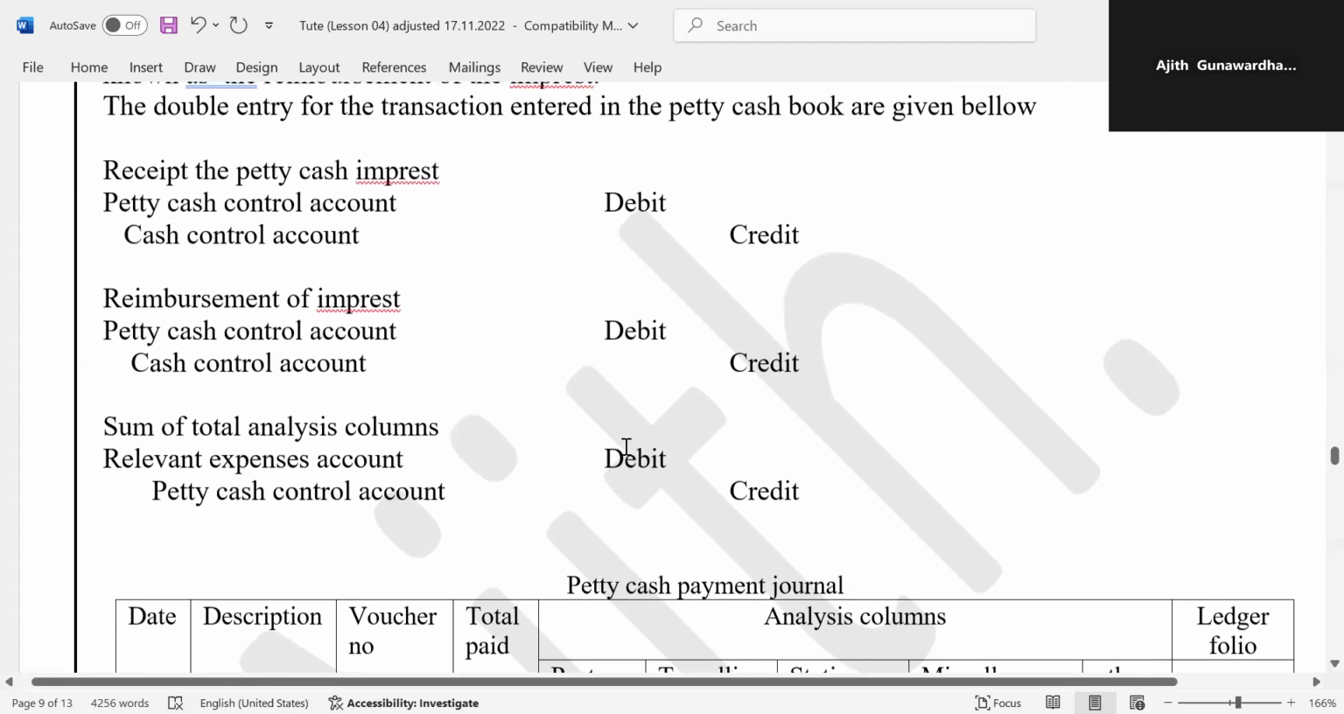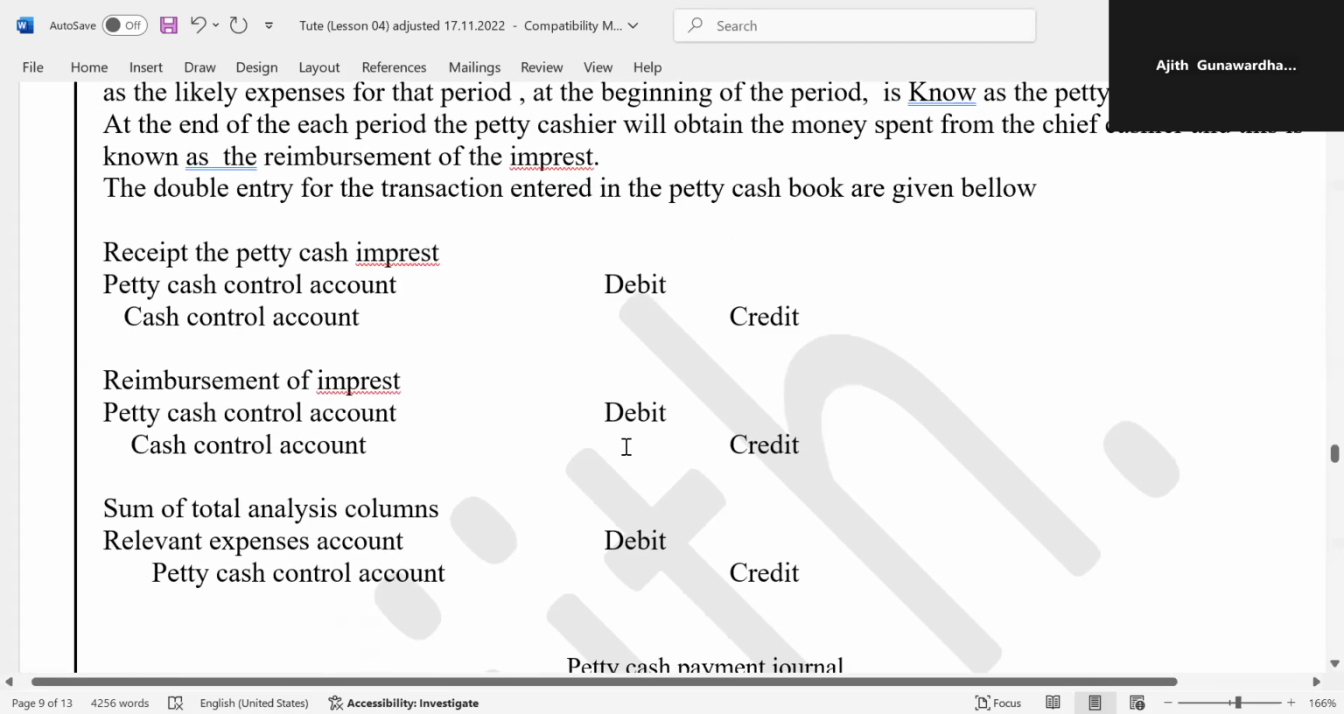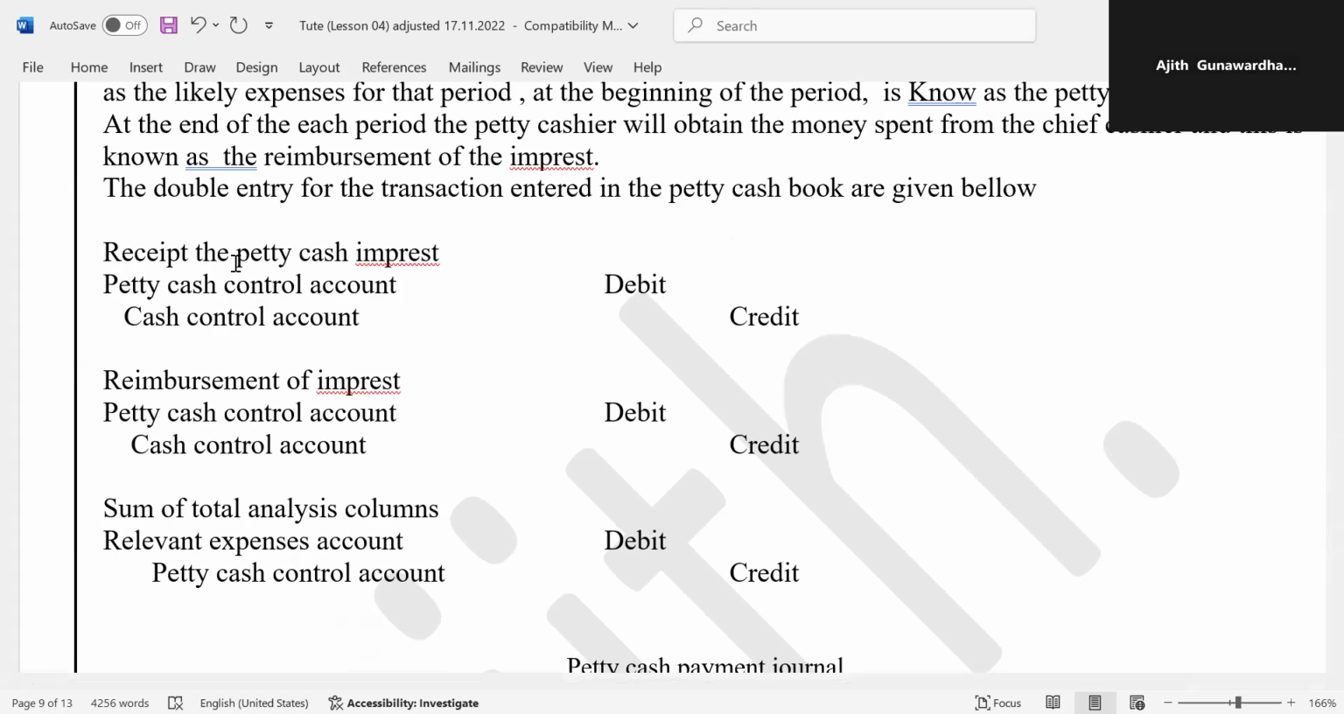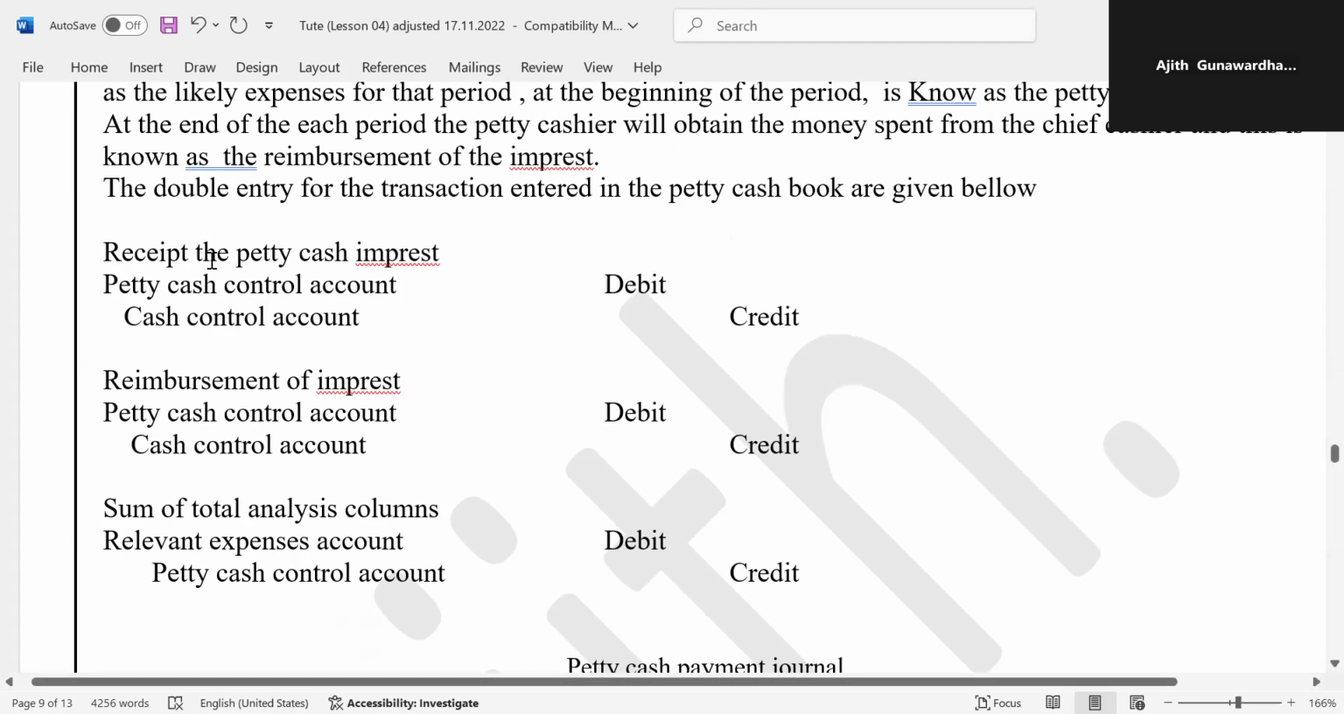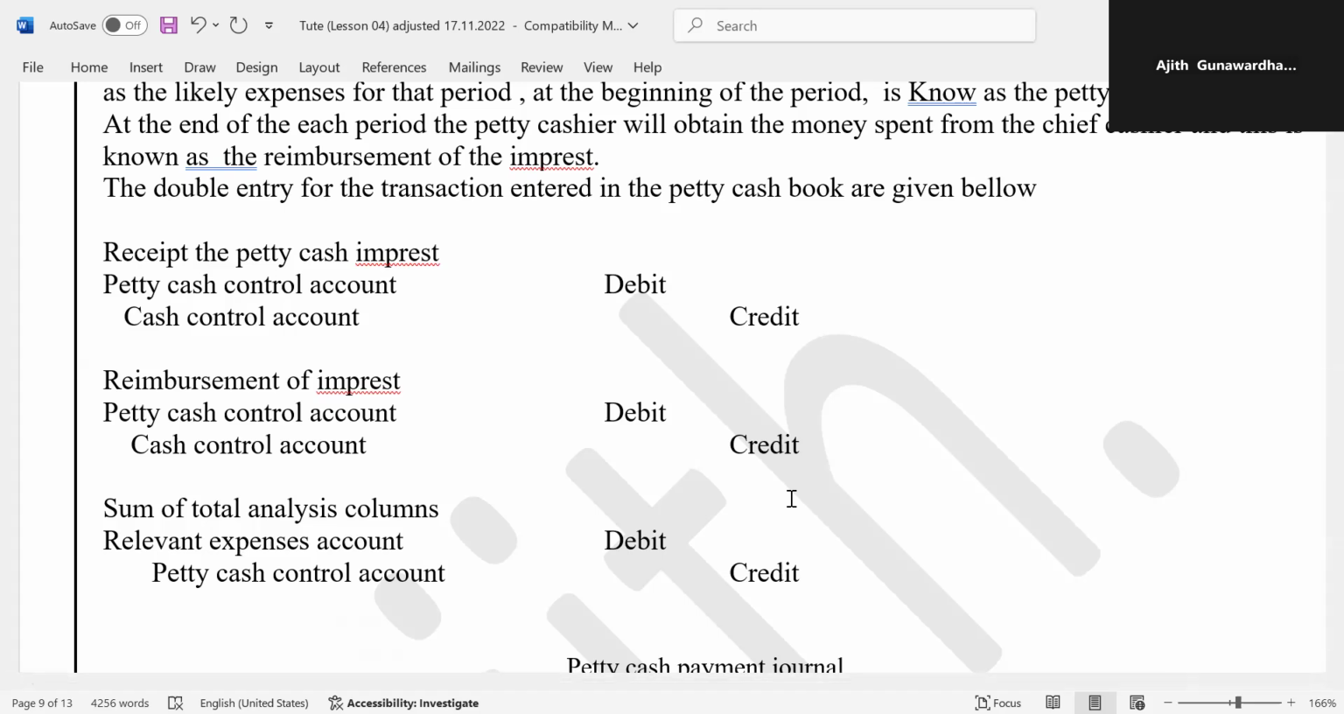When recording that information in the ledger, you have to apply three steps. First, receive petty cash from the chief cashier. There is a chief cashier and a petty cashier, and the chief cashier gives the petty cashier money. They receive cash, the petty cash imprest, from the chief cashier. Petty cash control account debit, cash control account credit. That part I will discuss after preparing the petty cash payment journal, but this area is very important. There are three steps to be applied. First, cash received from the chief cashier: the cash control account is credited and the petty cash control account is debited.